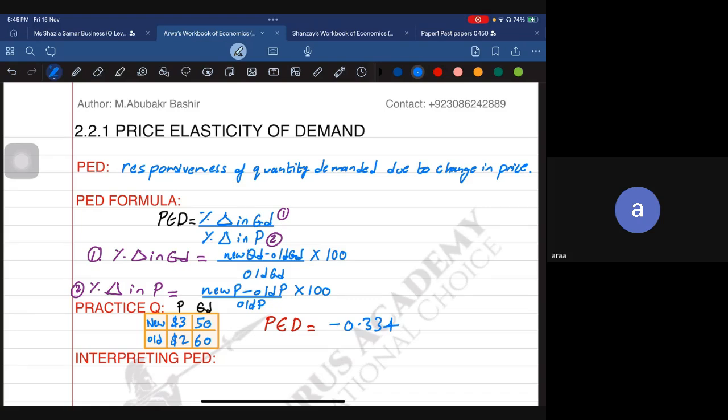Why is the negative sign here? So the negative sign basically shows that the product has price inelasticity of demand, meaning that the change in quantity demanded is not going to be that much compared to the changes in price. The quantity demanded changes are going to be lower than the changes in price. The negative sign is telling that. Then what is the value telling you?